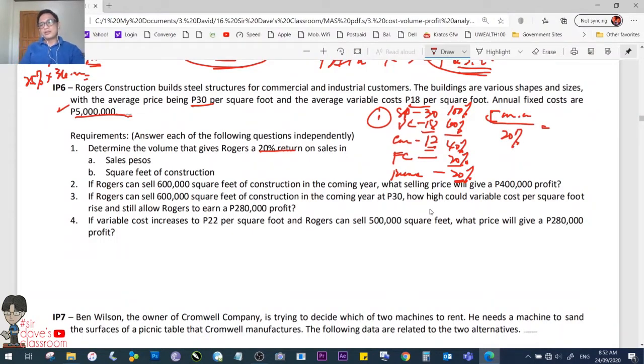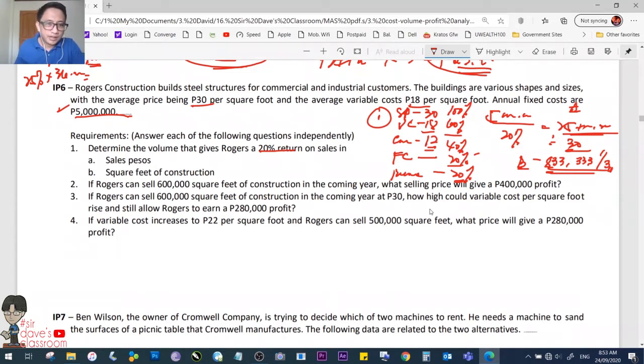The 5 million is the fixed cost. The 20% is the fixed cost. Dividing it by its own percentage brings you back to 100%. Answer to number 1, letter A, should be 25 million pesos. In terms of square foot, madali lang, 25 million divided by 30 pesos. Final answer for letter B, 833,333 and 1/3 foot. This is your number of units in foot.